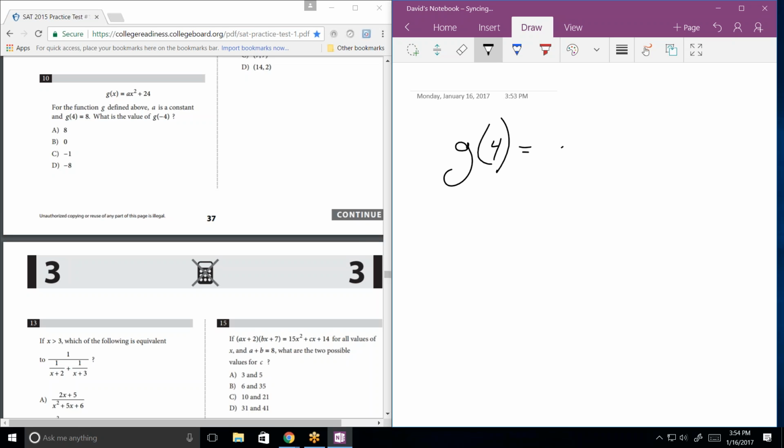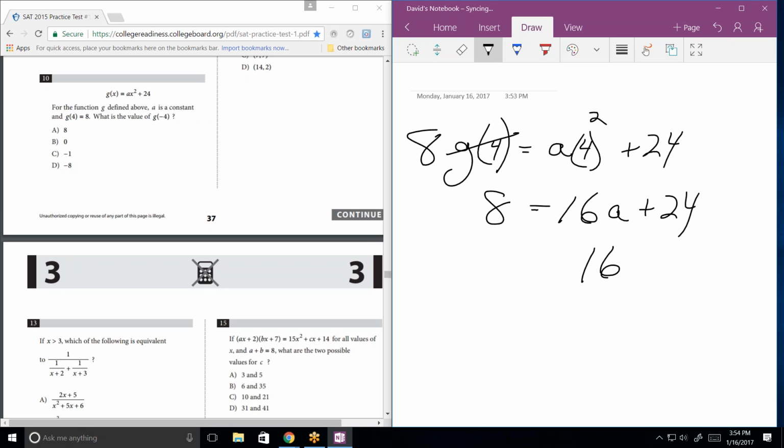G of 4 is A times, okay, so you're right, plus 24. And they tell us that G of 4 is 8. So now I have 8 equals 16A plus 24. 16A equals minus 16. A equals minus 1. So what's the value of G of minus 4? Negative 1?